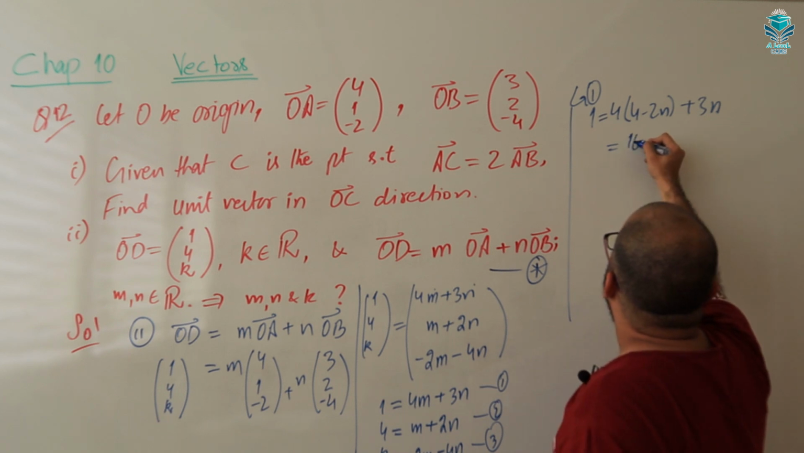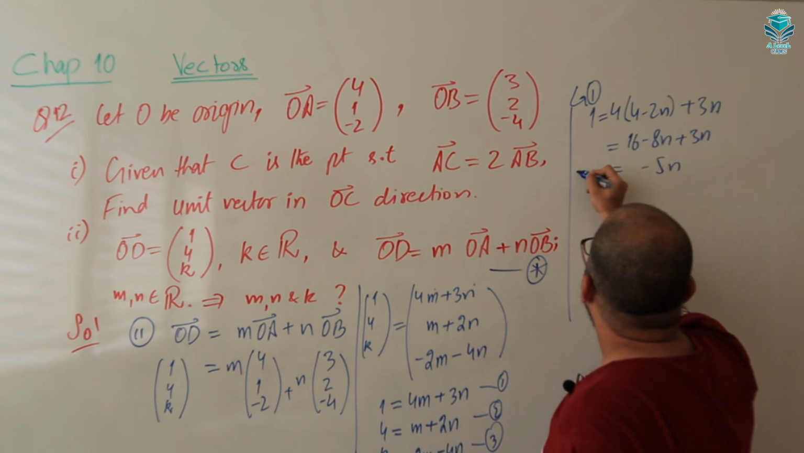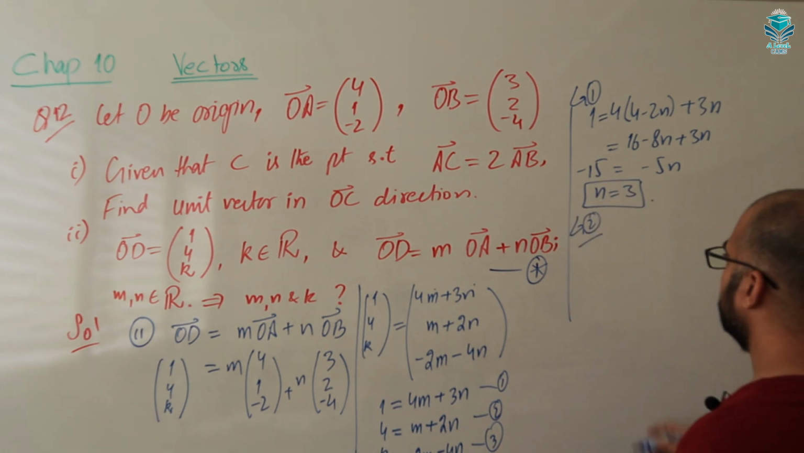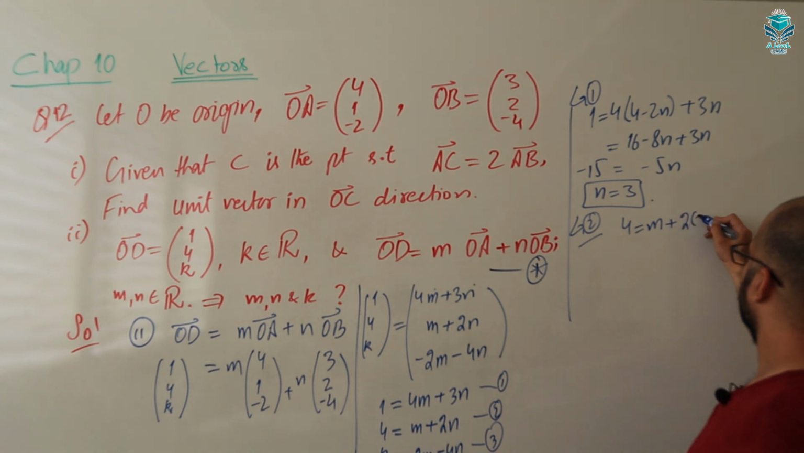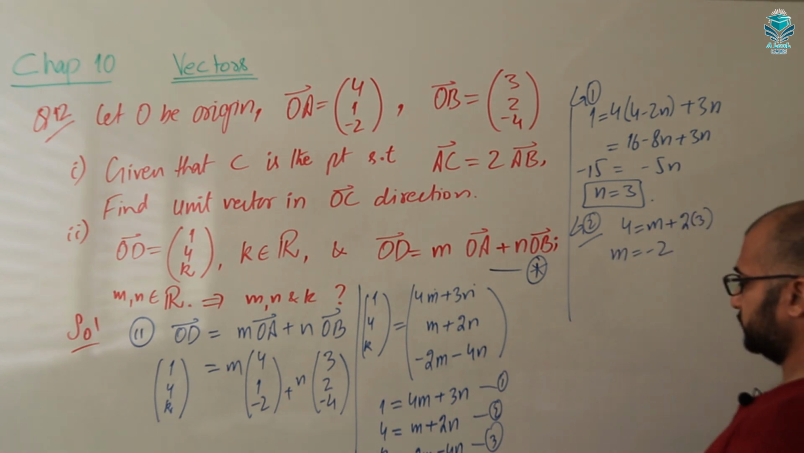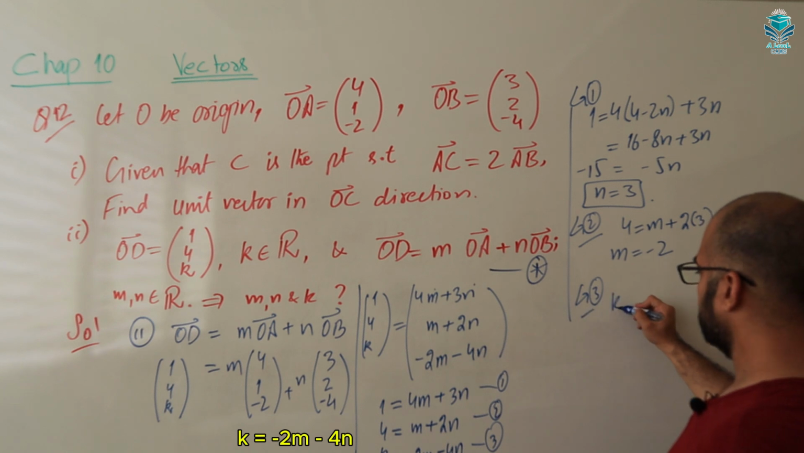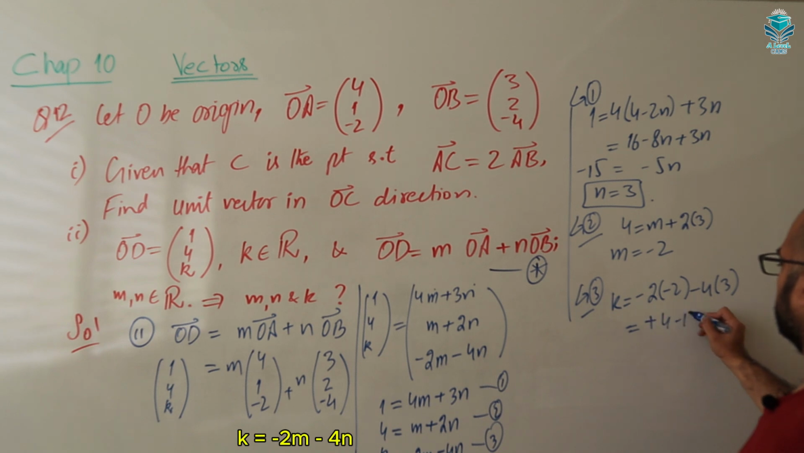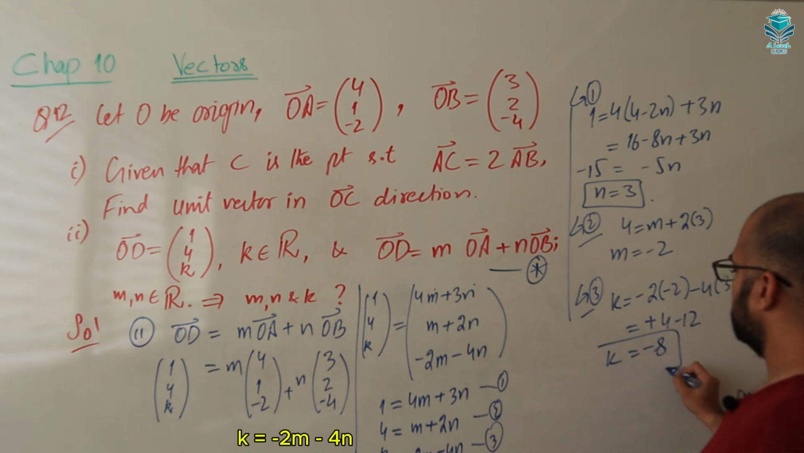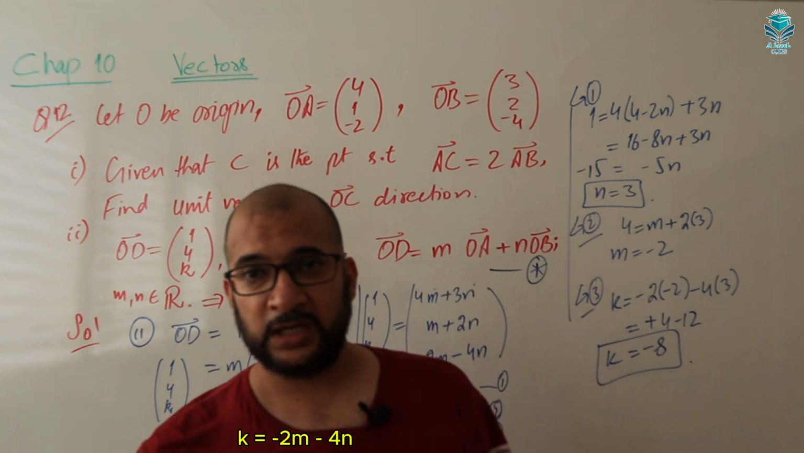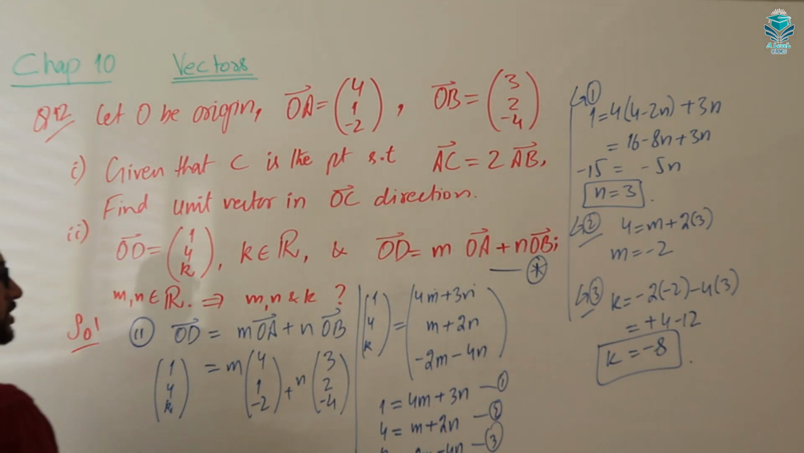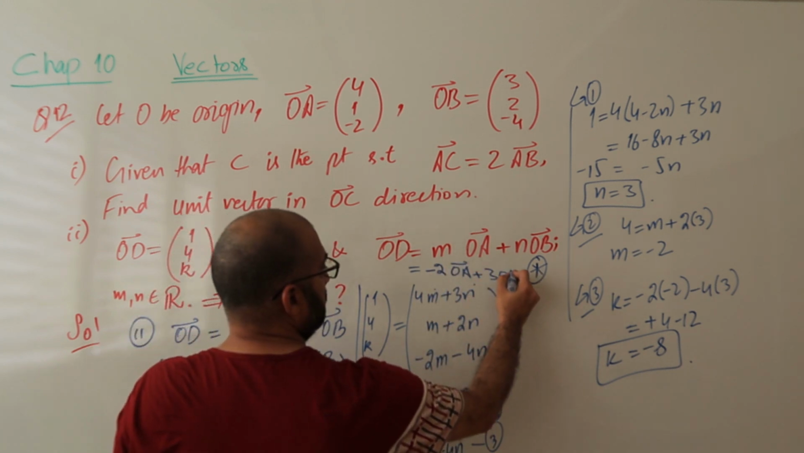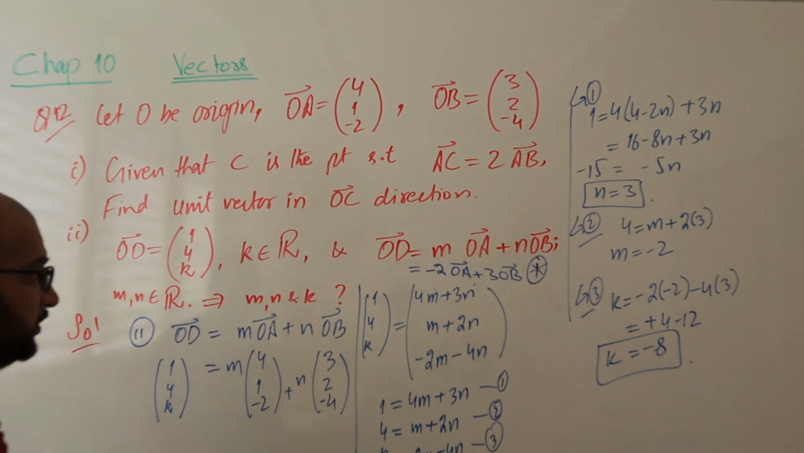You will get N is 3, and from 1 or 2 you can get M equal to minus 2, and from 3 K equal to minus 8. Hence we have found all the unknowns N, M and K. So the relation will be as above for K equal to minus 8. Hence we have done.